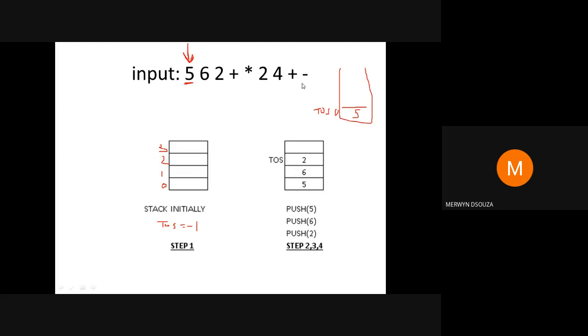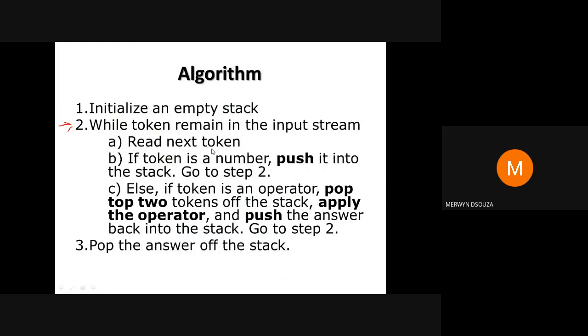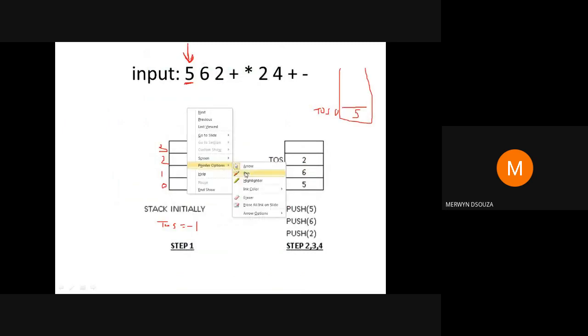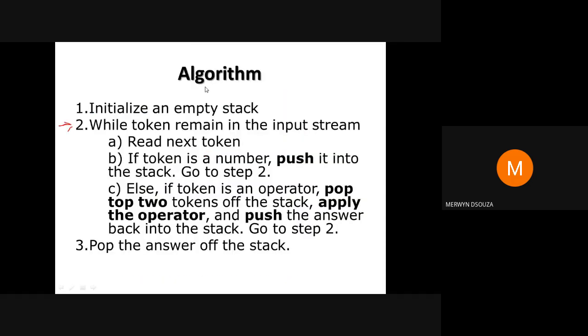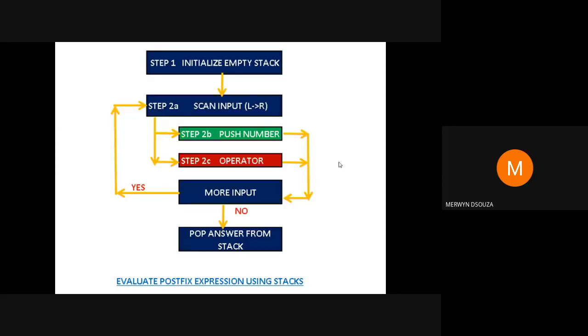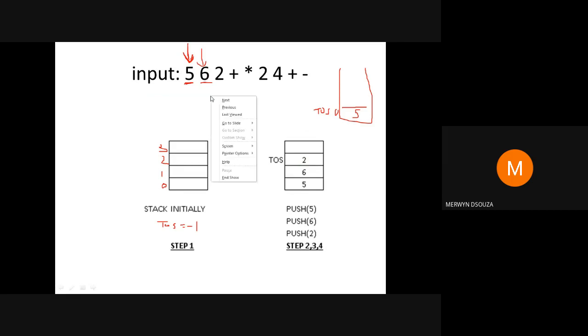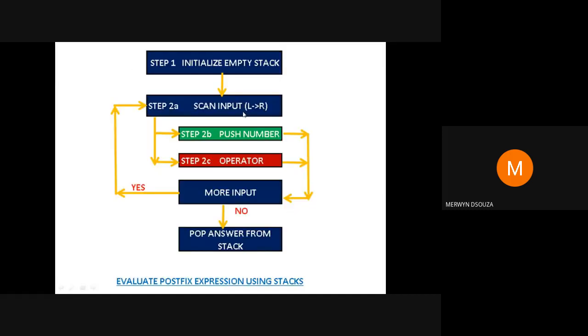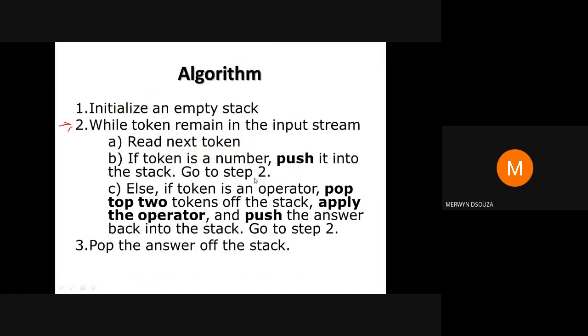Yes, tokens are remaining. So what is the next thing? I read the next token. What is my next token? 6. Then in step 2b I check whether the token is a number; if it is, push it onto the stack. Yes, it's a number, so I push it onto the stack. So 6 comes here, and the top of the stack is now at index 1. Then I go to step 2 again.